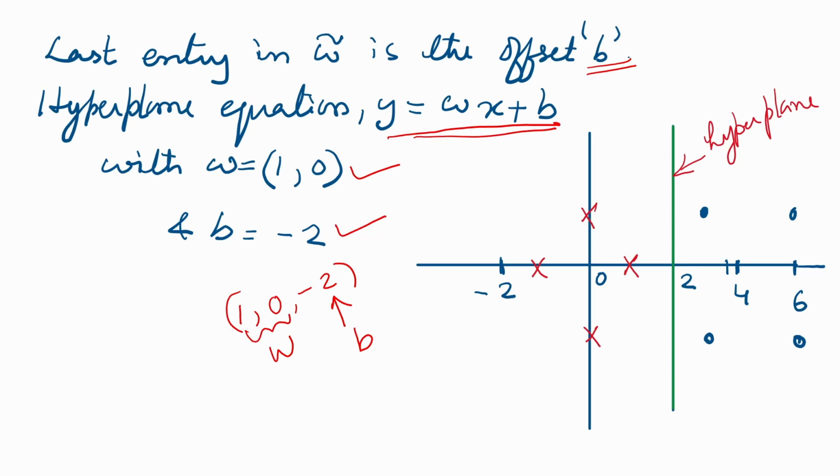We can plot this one, with B equal to minus 2, and when we plot it we get the hyperplane WX plus B. Here this is the hyperplane and this is the final result. You can see that the data are classified here. So this is how we classify the data points by means of SVM.